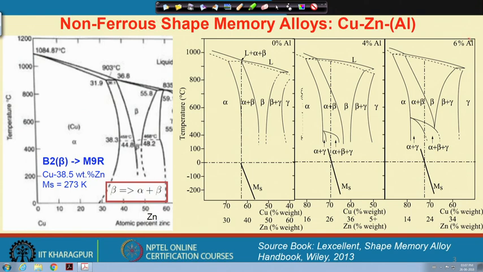Now, in case of 6% aluminum, the situation is rather much better, because I will have a chance to get a higher fraction of beta and less fraction of alpha. So, further improvement can be done. Here the MS temperature lies around, let us say, 0 degree centigrade. And then the question arises whether we can add more and more aluminum or not, and that I will come to in detail in the next slide.